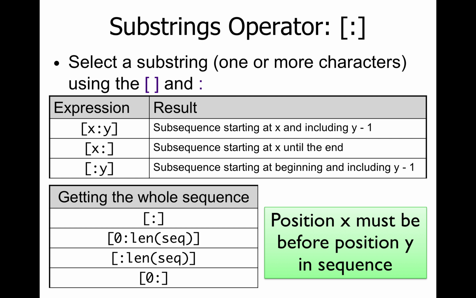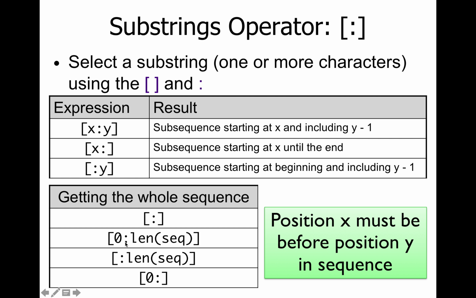There's a number of ways that you can actually get the whole sequence at once. If you trivially put a colon inside of a square brace, you'll get the whole sequence. Now you might ask, what would be the point? Why would I want the whole sequence, and why wouldn't I just use the original string? Well, what if you wanted to make a copy of a string or a list? This is the way you can go about doing that.